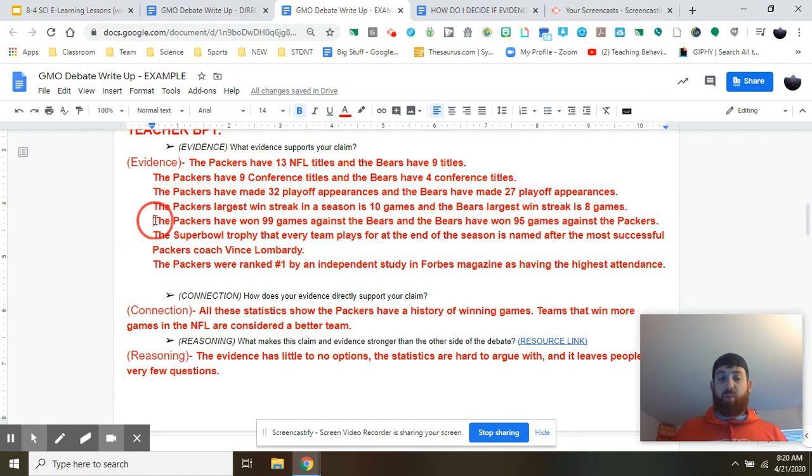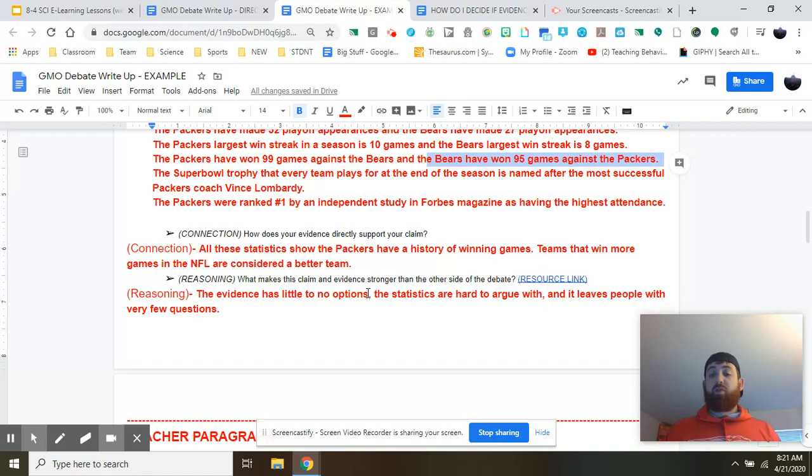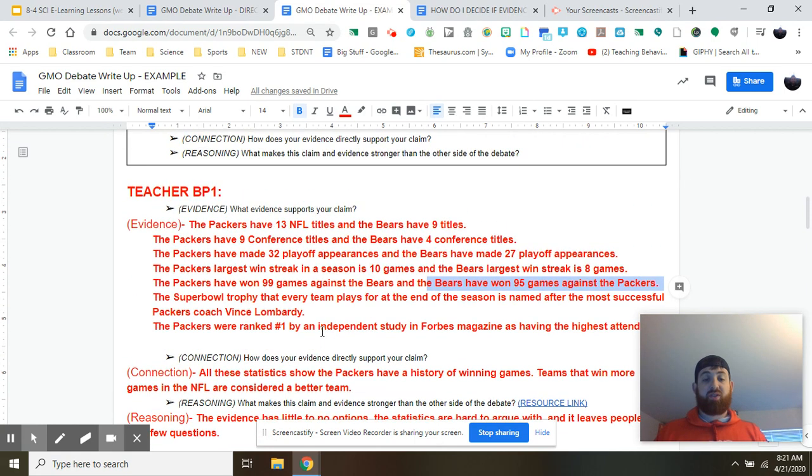Can you argue that the Packers have won 99 games against the Bears and the Bears have won 95 games against the Packers? No, you can go back and look at statistics. You can go watch film on your own. You can go and see the research done and actually compare who has more wins against the other. You can't really argue this evidence, not the claim, the evidence. Okay, so if we're looking at it, the evidence has little to no opinions in it. The statistics are hard to argue with, and it leaves people with very few questions.